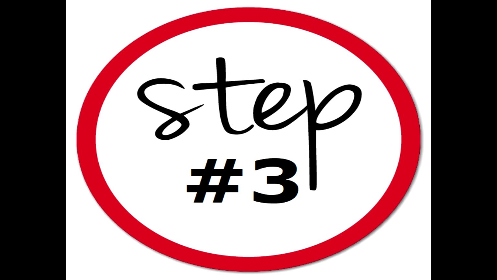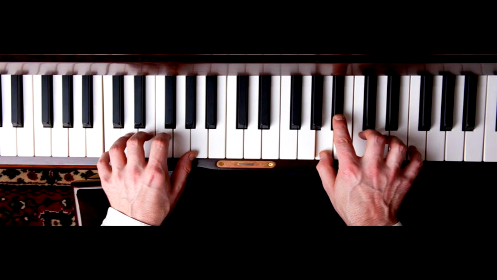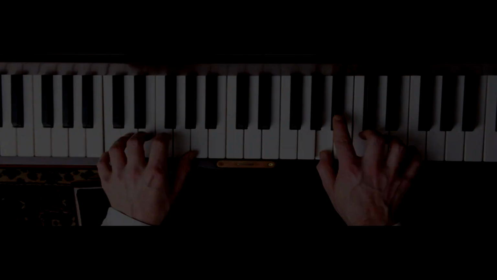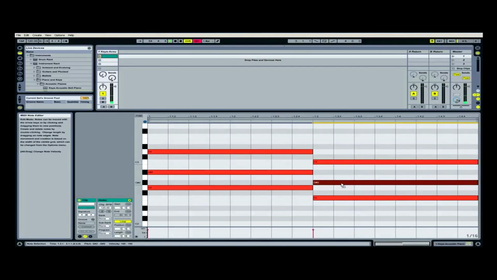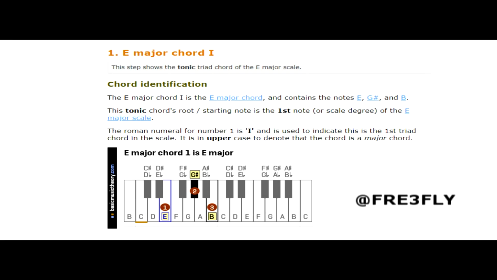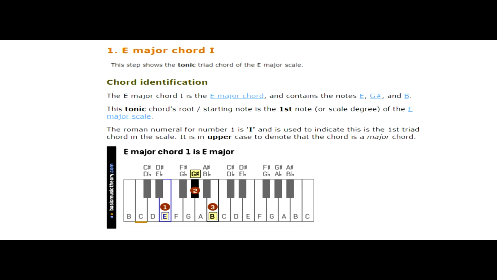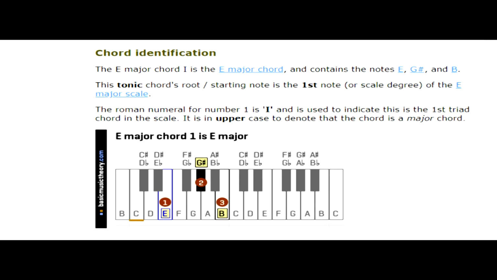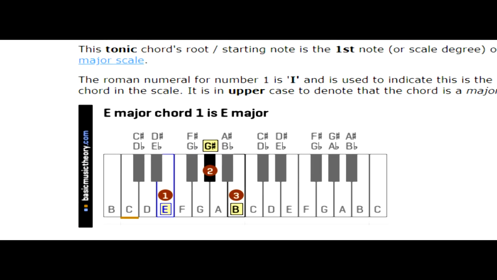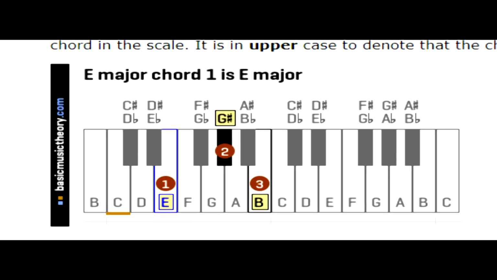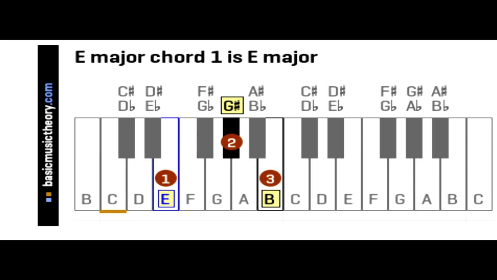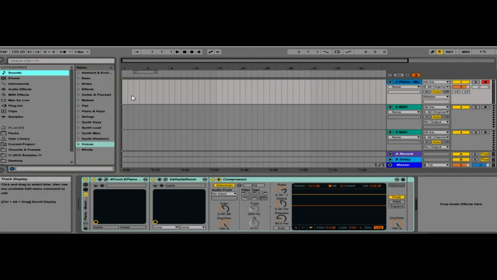Step number 3. Draw or play the chords in your software. If you are a piano player, you already know how to play these chords and record them, but in case you are not, don't worry, you can just draw them in your software. Open a website showing the chords in the E major scale and take them one by one. So, the one chord in the E major scale is E major, which is formed with the notes E, G sharp and B. Let's draw them.